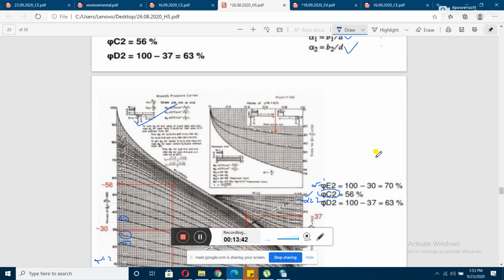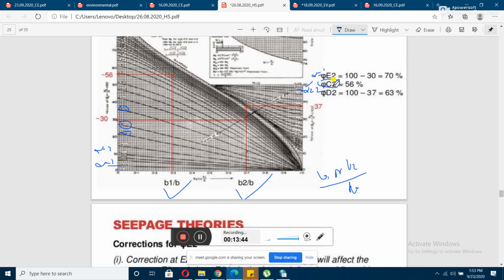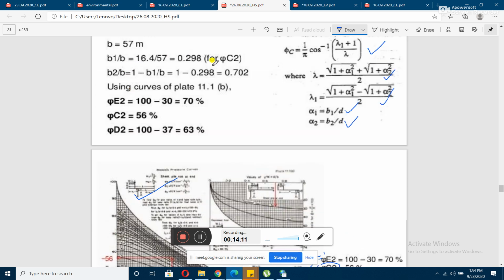So for determining, as I have told you, your phi c2 value is dependent on b1 value. So it will be b1 by b. You have to determine the value of b1 by b. For determining your phi c2 value, you have to locate that point on this axis, okay. What is the b1 by b value? That turns out to be 0.298, so roundabout it can be said it is 0.3, okay.